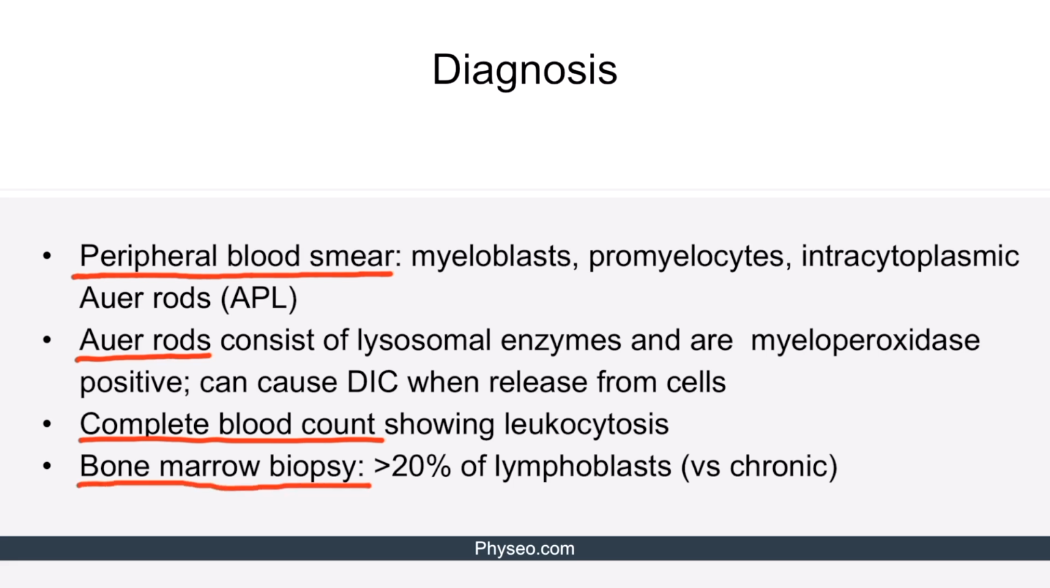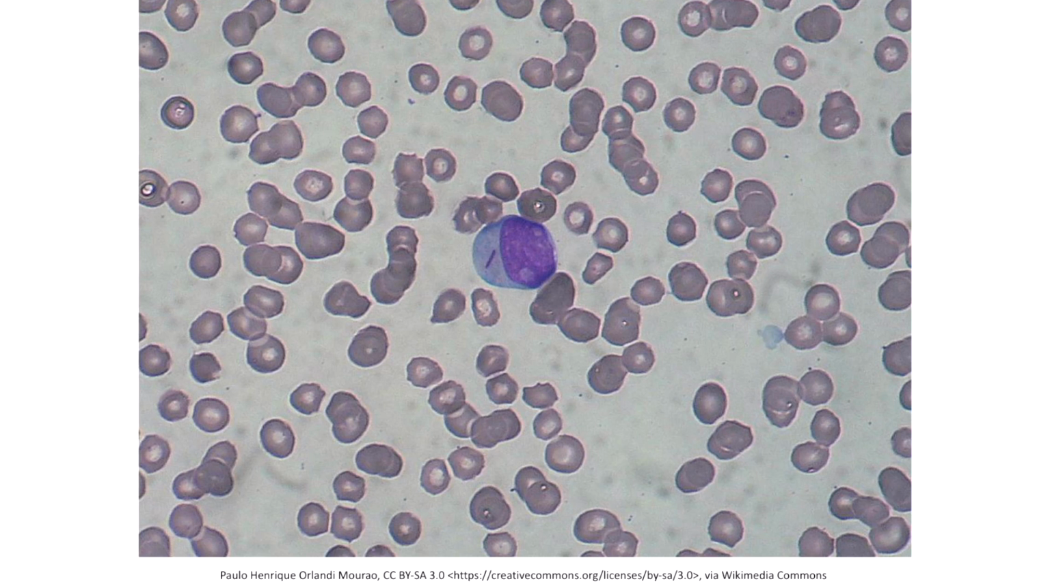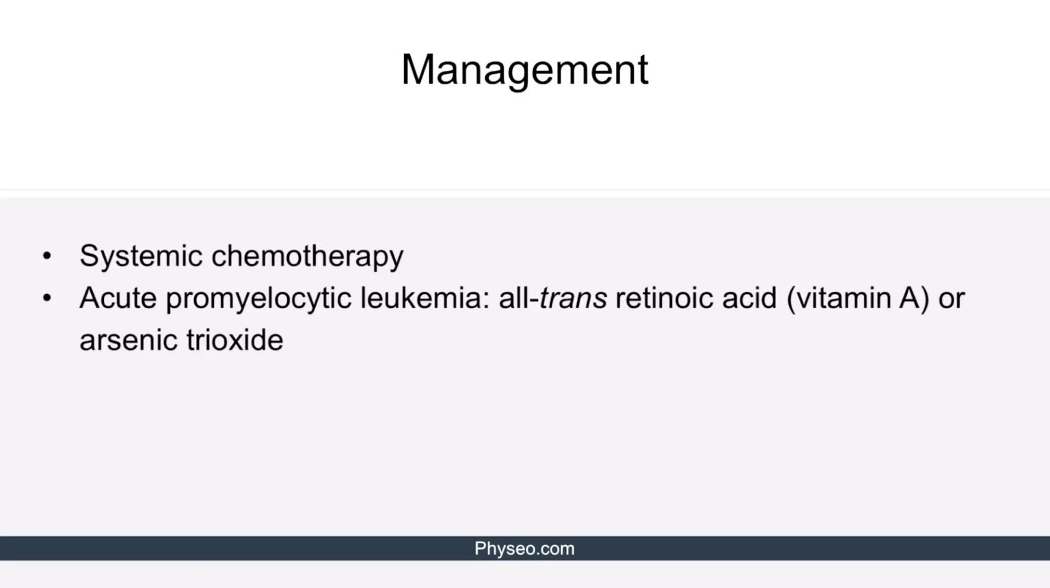A CBC of the patient with AML commonly shows a leukocytosis. Additionally, the bone marrow biopsy confirms AML if myeloblasts occupy more than 20% of the bone marrow space. And again, this is in contrast to CML, which is characterized by myeloblasts occupying less than 20% of the marrow space. Starting slide 23. Here is an image of a peripheral blood smear showing an immature myeloblast with an Auer rod inside.